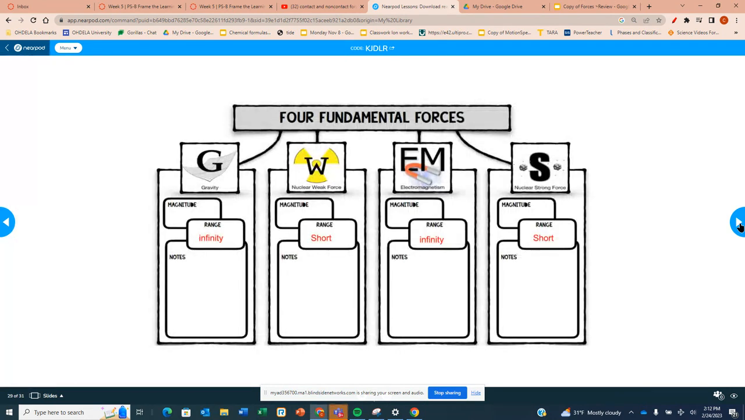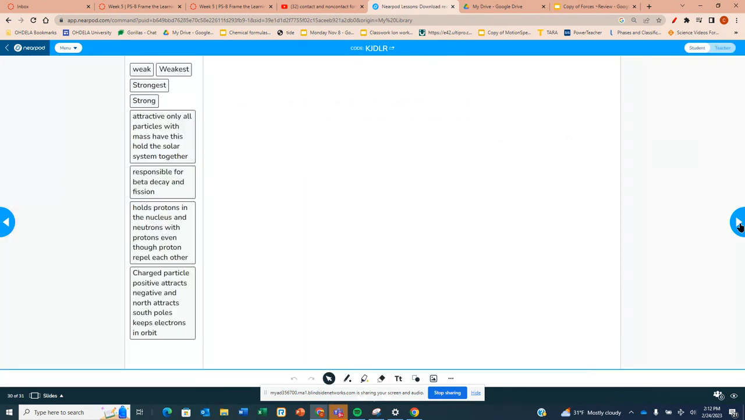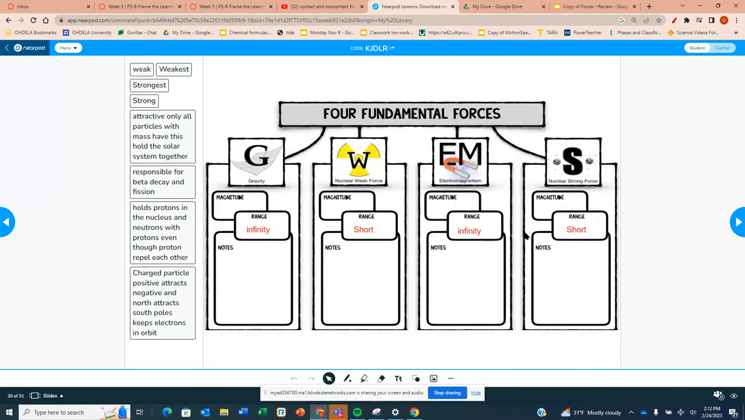All right, so now we're going to look at the 4 fundamental forces that we talked about earlier. So we know that gravity is the weakest, right? The weak nuclear force is stronger, but it's still pretty weak. And then the strongest is going to be the strong force, and the electromagnetic force is going to be strong.